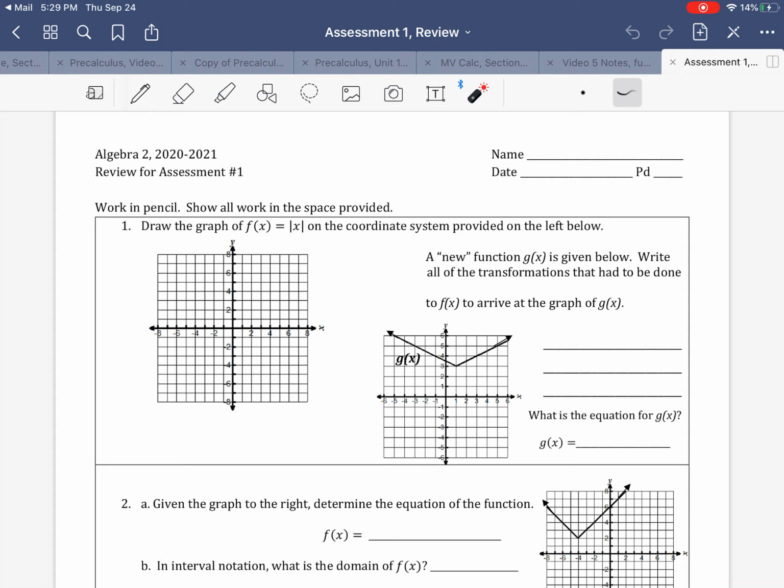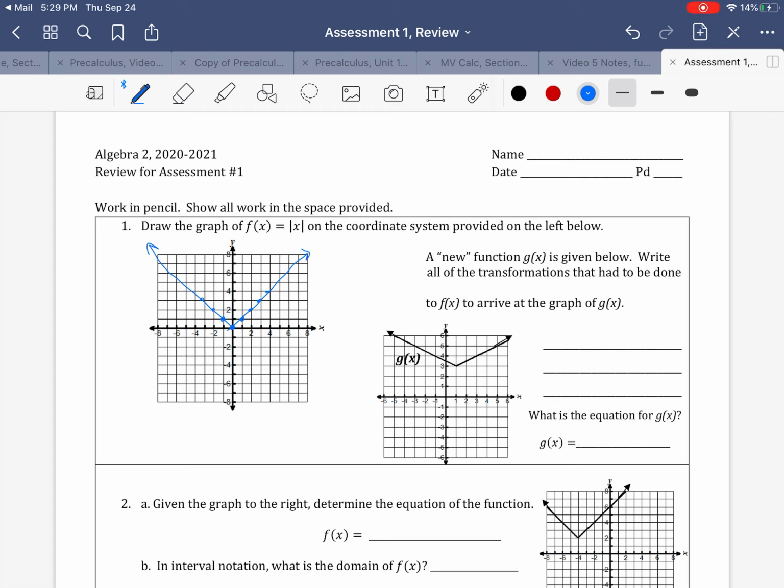So, this first question asks you to draw the absolute value graph on the coordinate system on the left. Remember, the absolute value graph starts at the origin. It has a V shape to it, so let's go ahead and do that. It starts at the origin with a dot, and on the right side it goes up 1, over 1, up 1, over 1. Basically you could take it to the corner right there. Then the other side goes up 1 and left 1, up 1 and left 1. So the right side has a positive slope, the left side has a negative slope.